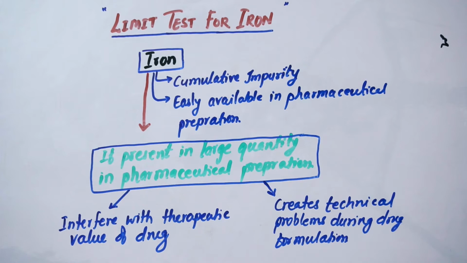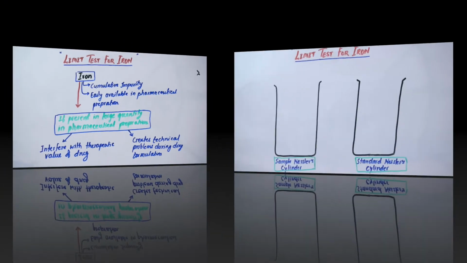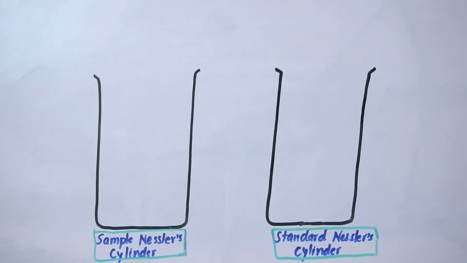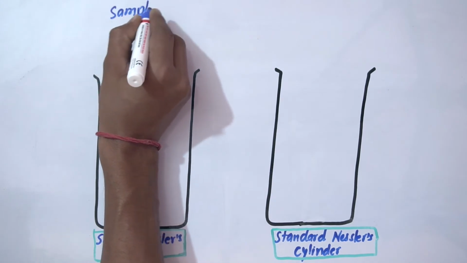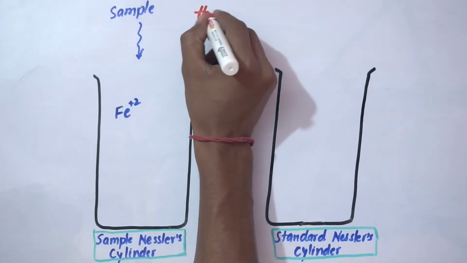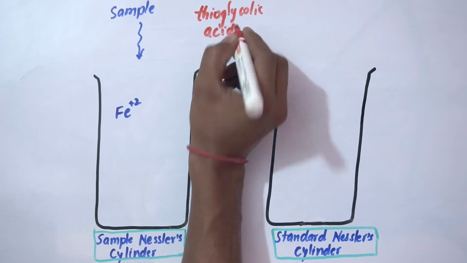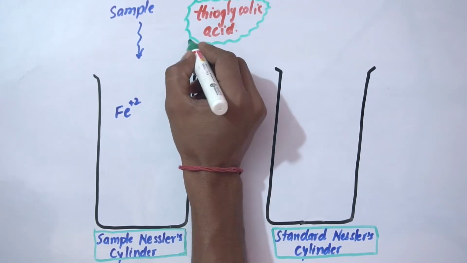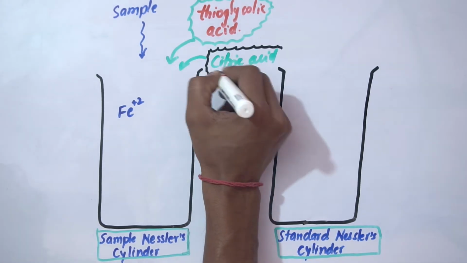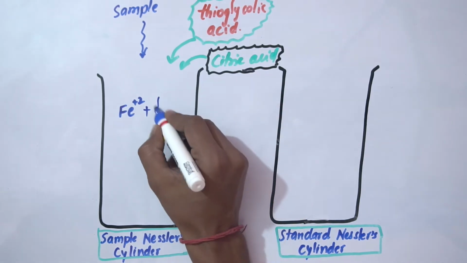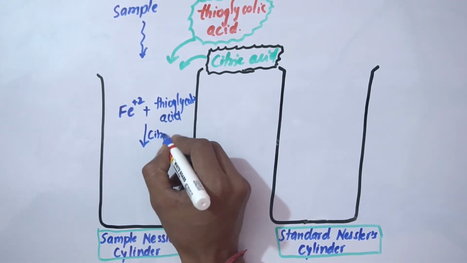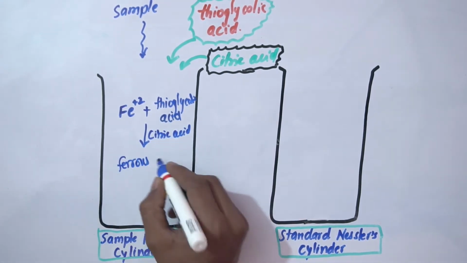Now we will discuss the principle involved in limit test for iron. For that we are going to take two Nessler cylinders. One we will mark as sample, another as standard. In the sample Nessler cylinder we are going to add the sample, and to that we are also going to add thioglycolic acid as a reagent. Apart from that we are also going to add citric acid. Now the iron which may be present in the sample will react with thioglycolic acid in presence of citric acid to produce ferrous thioglycolate complex.